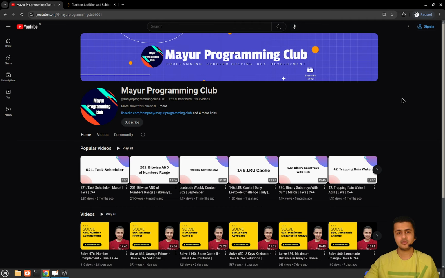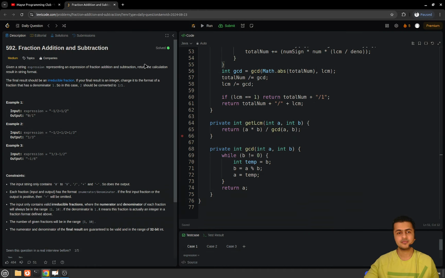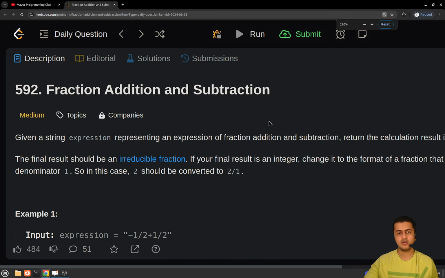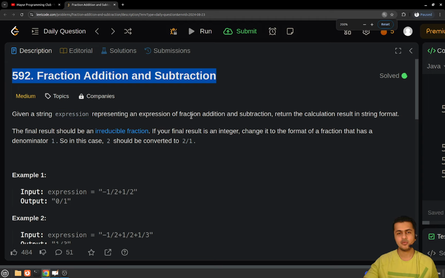Today we will be solving another daily LeetCode problem, and the problem's name is fraction addition and subtraction. The problem statement goes like this: you will be given an expression in the form of a mathematical expression, basically in the form of a string, and the expression will be of fraction addition and subtraction. So you have to return the result in the string format.